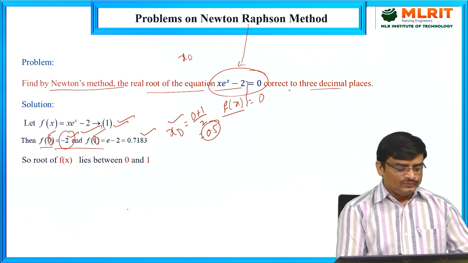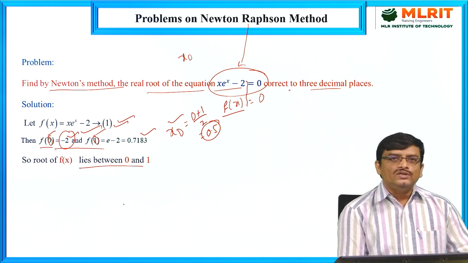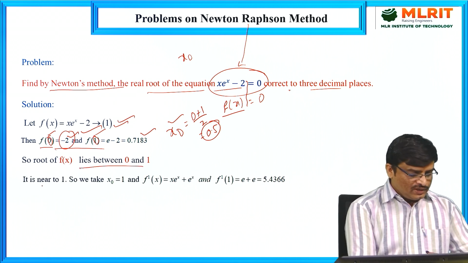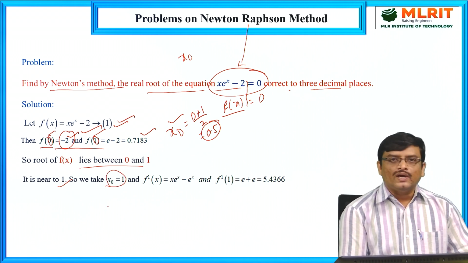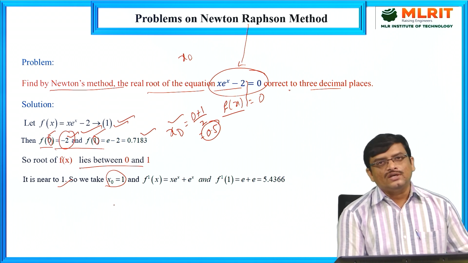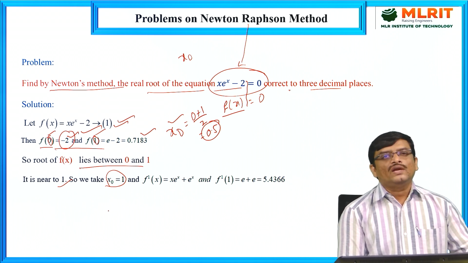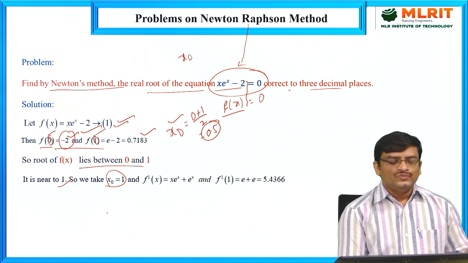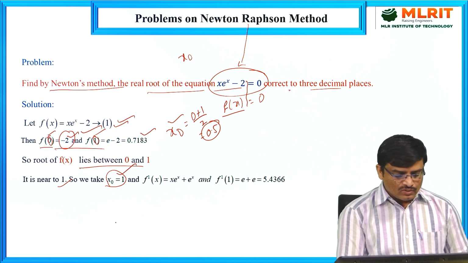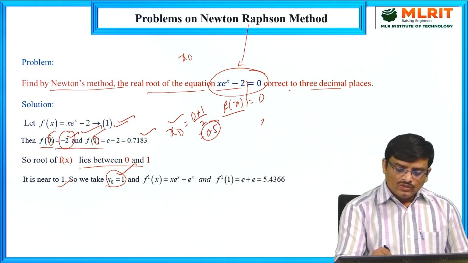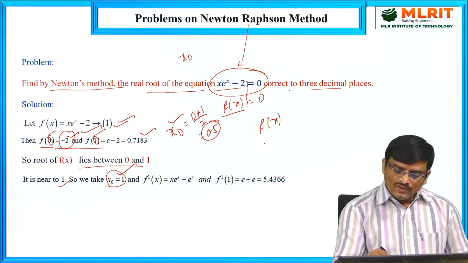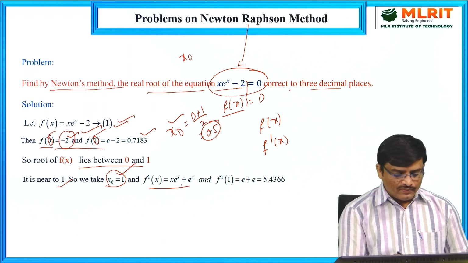So here the root lies between 0 and 1. So here it is near to 1. So here in this problem, yes, we have taken x0 is equal to 1. No problem. We can consider x0 is equal to 0, or x0 is equal to 0.5, or we can take x0 is equal to 1. So I have taken x0 is equal to 1, and now whenever we want to apply this Newton-Raphson method, we want the function, and along with this function we want the derivative here. So now we'll find out the derivative of this.